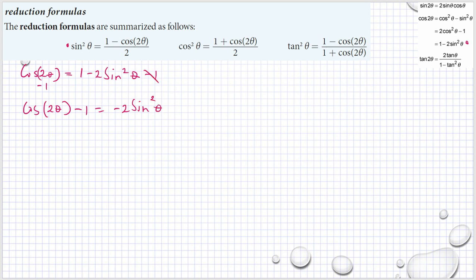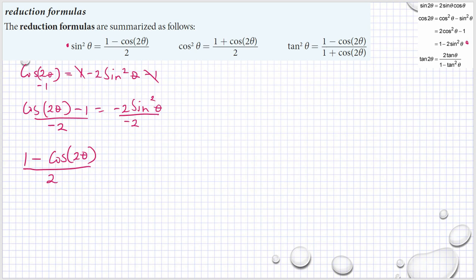So if we divide both sides of the equation by negative 2, then the negative and negative will become positive. So we have 1 minus cosine 2 theta divided by 2. Then we get the first reduction formula, sine squared theta.